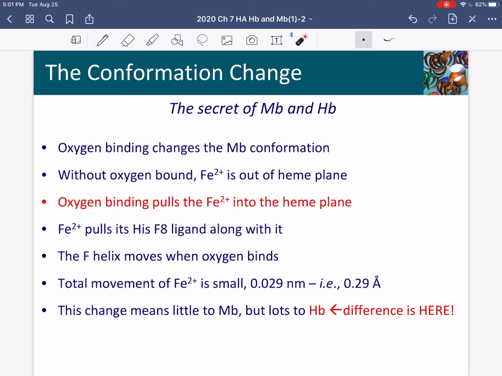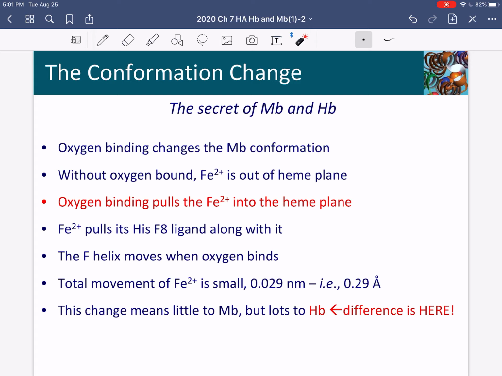All right, so the secret of myoglobin and hemoglobin is in the heme iron. The heme iron position changes the conformation of the polypeptide. It changes it in both myoglobin and in hemoglobin. Without oxygen bound, the heme iron is above the heme plane, out of the heme plane in a dome shape. And then when oxygen binds, it provides the sixth ligand for the heme iron, pulling it from below so that the iron now comes down into the heme plane.